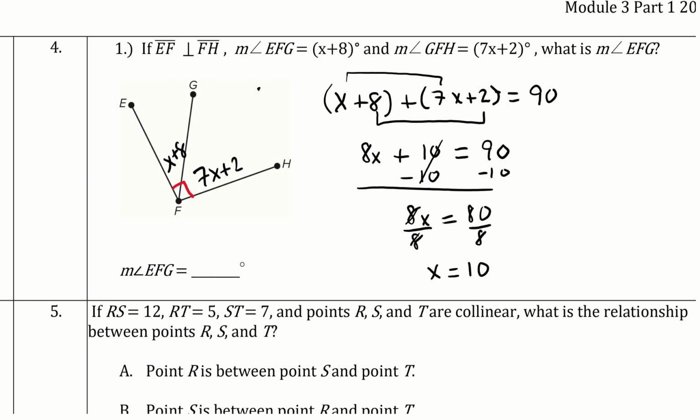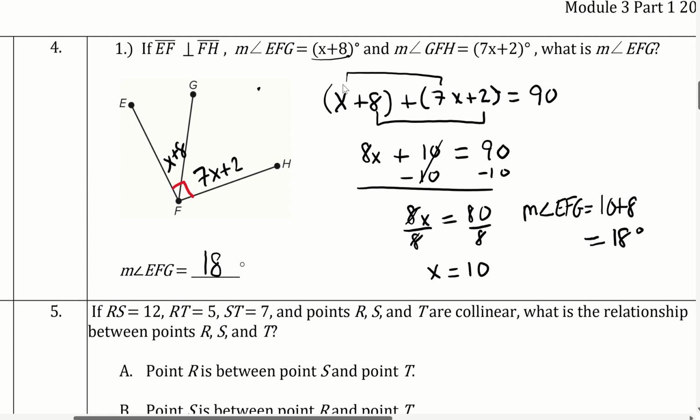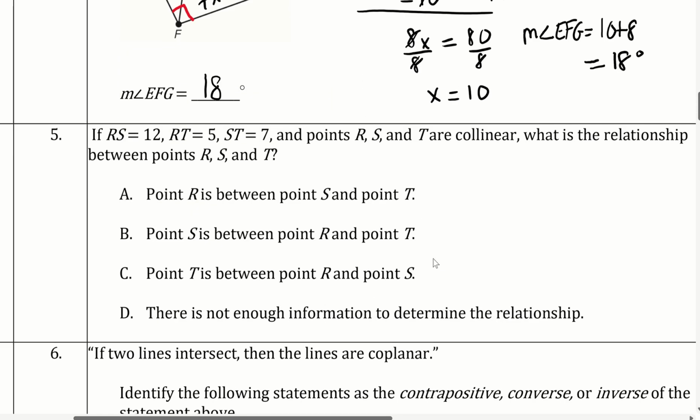All right, and then we got to remember we're looking for angle EFG. So angle EFG is this angle right here. So we got to plug that into there. Okay, so the measure of angle EFG equals x plus 8. So we got to plug it in. So we're going to plug in 10 plus 8 is 18 degrees. Okay, so there's our final answer. All right, so that's number 4.